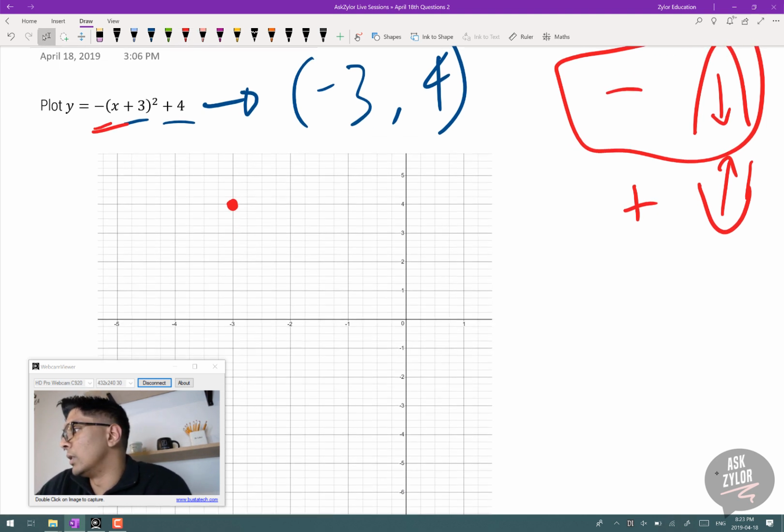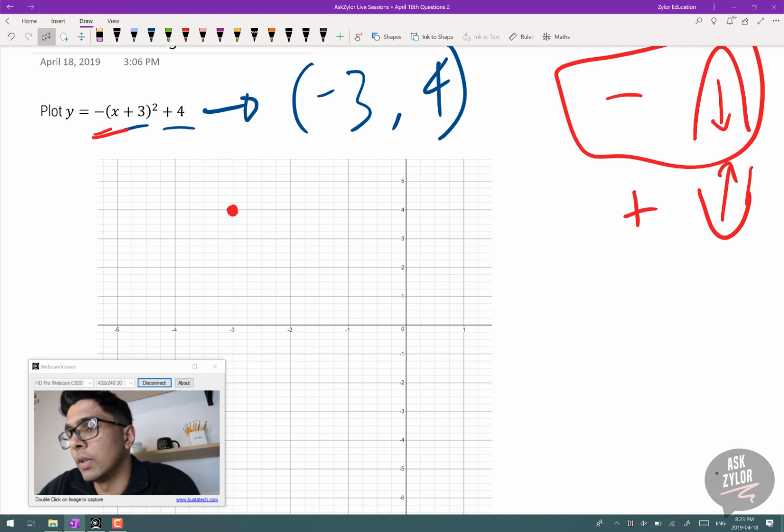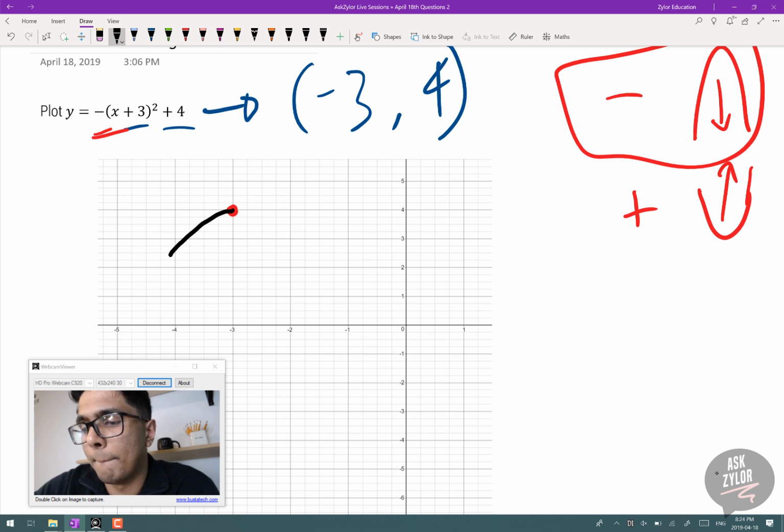So would I be able to find the roots of this function, or the x-intercepts? I can expand this and try to come up with factors for this, but I'm not going to at this point. So I'm going to draw a rough graph of what this is going to look like.